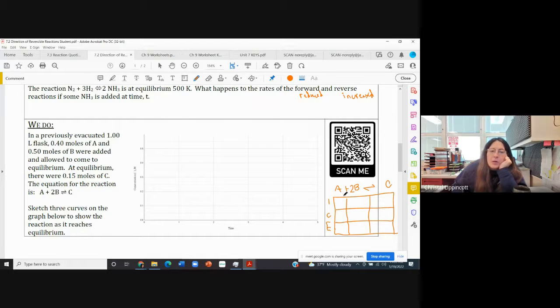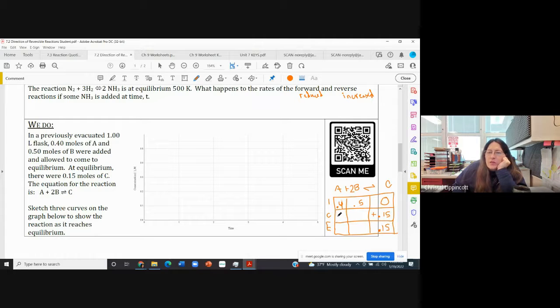All right, here we go. So moles of A is 0.4. Moles of B is 0.5. That 4 didn't turn out very nice. And do we have any C initially? No, so 0. At equilibrium, we end up with 0.15 moles of this, which means that we had to generate 0.15. That's our change.